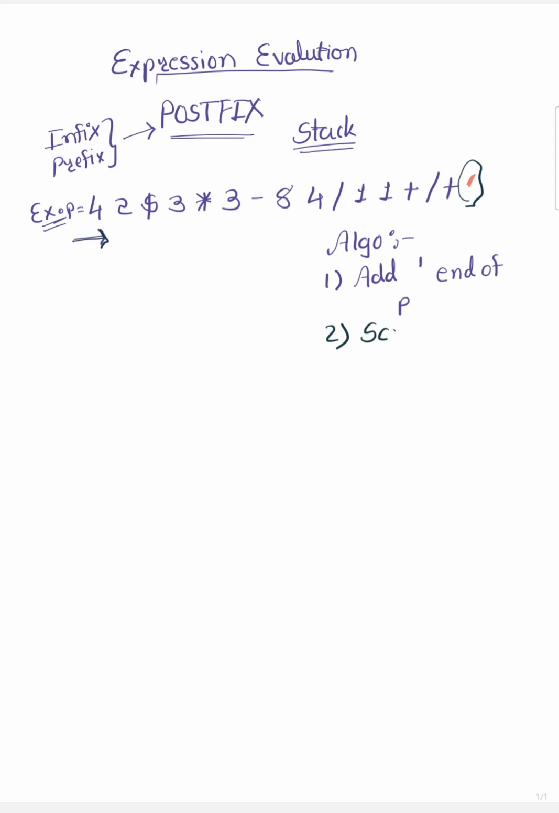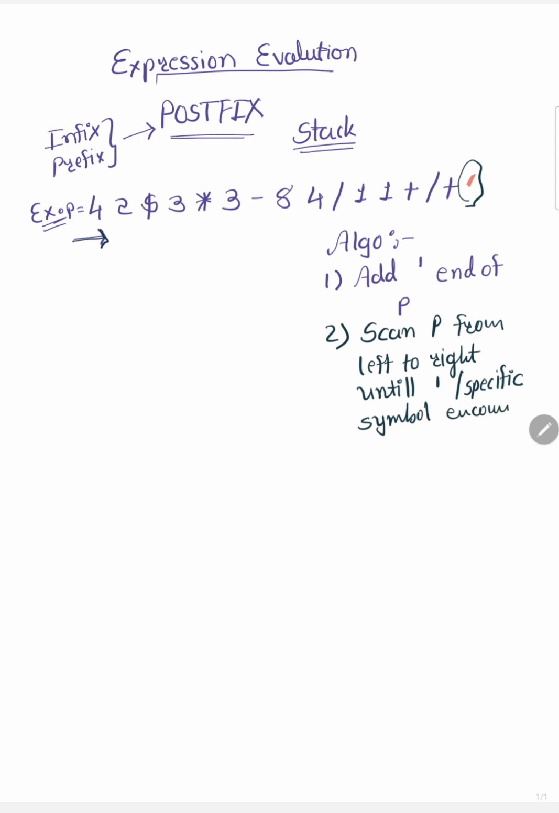So until that arrives, I need to keep doing the next steps. The next step is: scan P from left to right until this character that I added, or you can say the specific symbol you have added, is encountered. So that is the step.